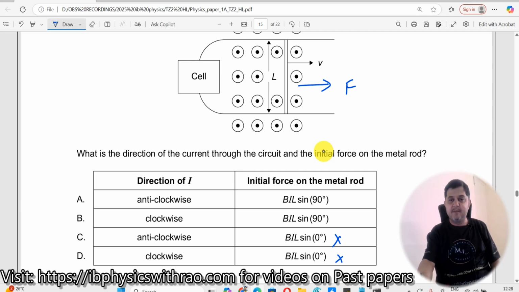So the current is moving in this direction. If it has to move like this, it has to come like this and go like this. What direction is this? This is your anti-clockwise direction. So therefore, the option is B. I hope this is clear.